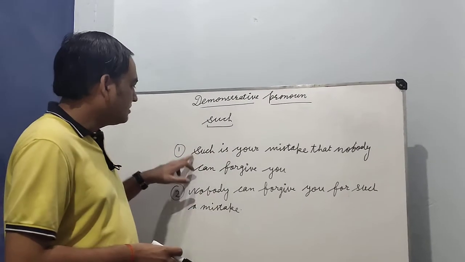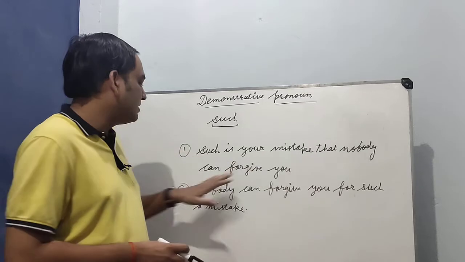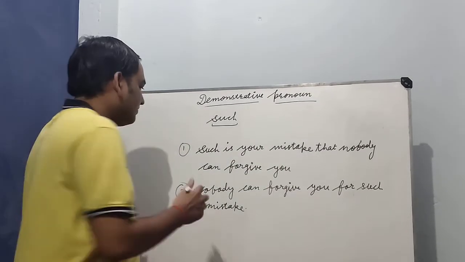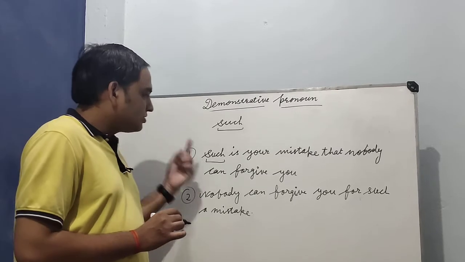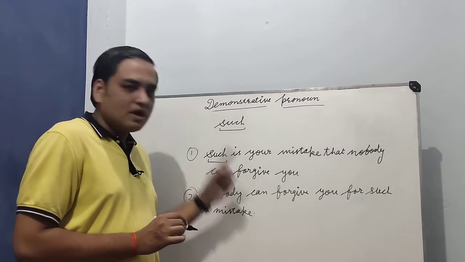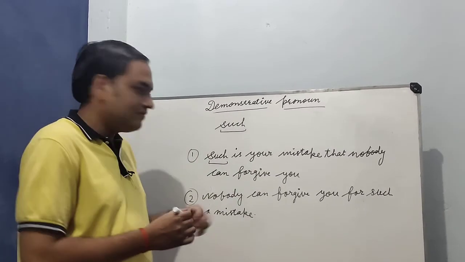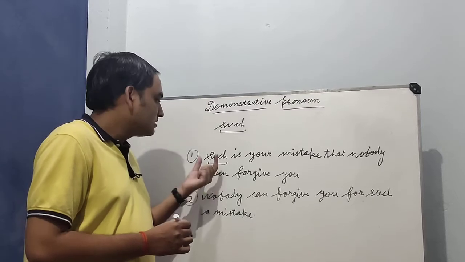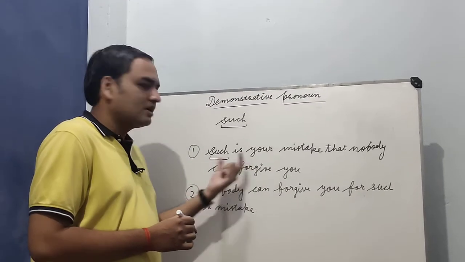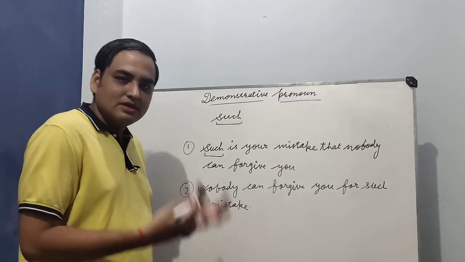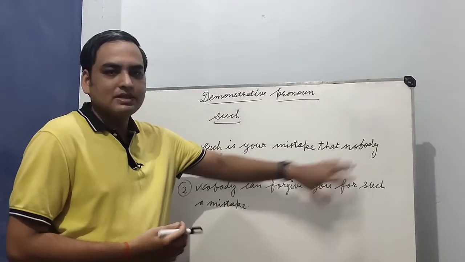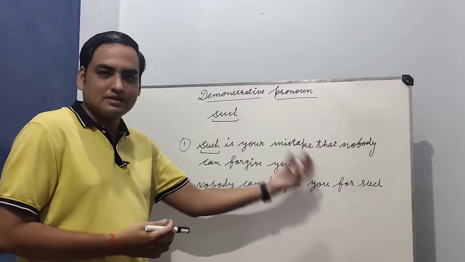Okay, such is your mistake that nobody can forgive you. Here we are using "such" as a demonstrative pronoun. So here is no noun available to qualify itself by the use of such. Forgive means क्षमा करना, माफ करना. आपकी मिस्टेक जो है वो ऐसी है कि कोई भी आपको, nobody मतलब कोई भी आपको क्षमा नहीं कर सकता.